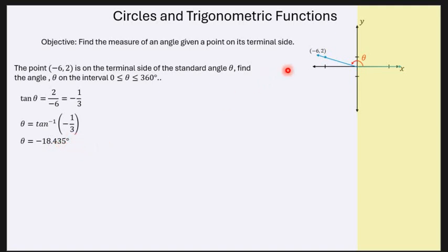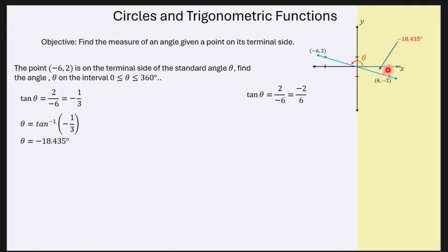Well, that's not the angle we're looking for, because in fact, there are 2 angles that have a tangent of negative 1/3. If you think about it, the tangent of theta equaling negative 1/3 could be because the y value is 2 and the x value is negative 6, or it could be because the y value is negative 2 and the x value is positive 6. So that would look like this. You have x positive 6, y negative 2, and that's the angle it's actually giving me.